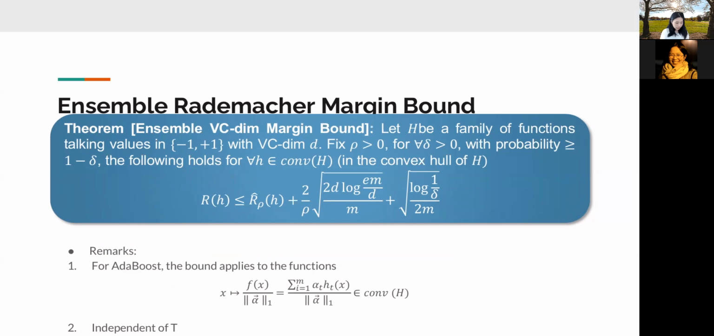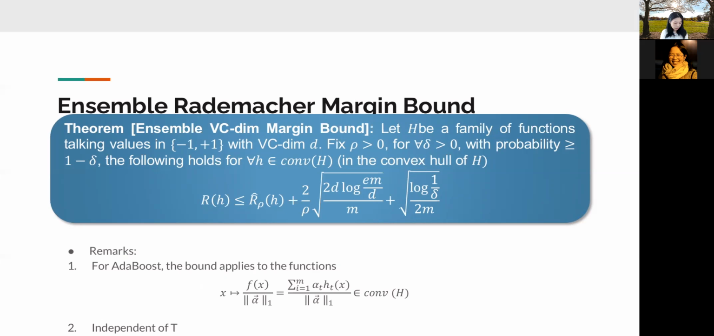I'm gonna talk about the ensemble Rademacher margin bound. So now we have the margin definition. Now, what is the so-called ensemble Rademacher margin bound? We have the following theorem. It is very closely related to the generalization gap or Rademacher generalization gap theory we had before. But let's see. So this is for H, the family of functions taking values from -1 to 1 again, right, with VC dimension d. So this is just saying H has VC dimension d and takes values from -1 to 1.